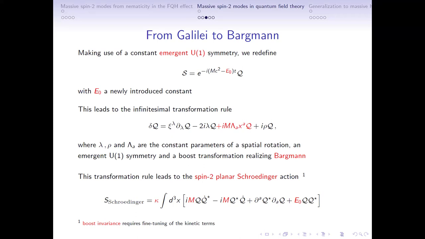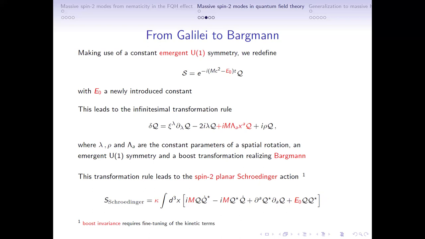Because if you now calculate the commutators, that is changed because you have this extra term, and it satisfies a Bergman algebra. And that is the standard algebra of the Schrödinger Lagrangian. So you have this transformation rule, it satisfies the Bergman algebra, and then there's a unique way to write down an invariant, which is first order in time derivatives, and that's this guy. That's just the Schrödinger Lagrangian. Well, for a spin two plane Schrödinger Lagrangian, so Q is a spin two field.